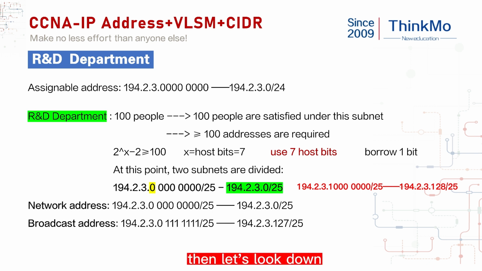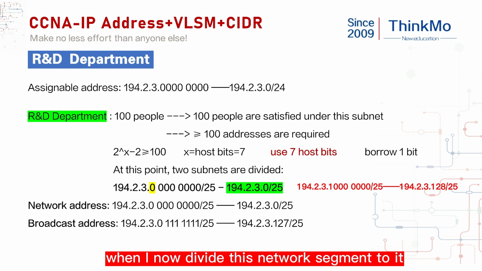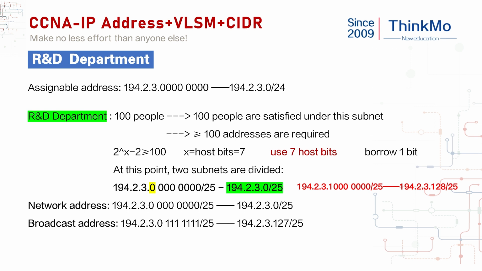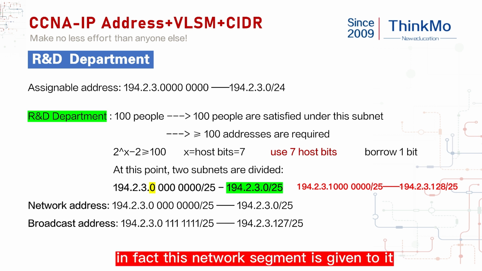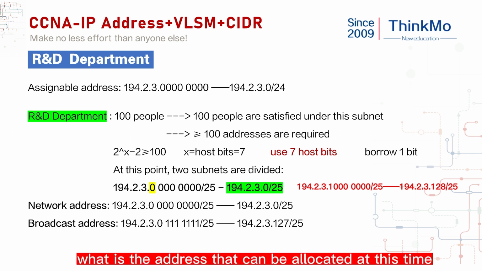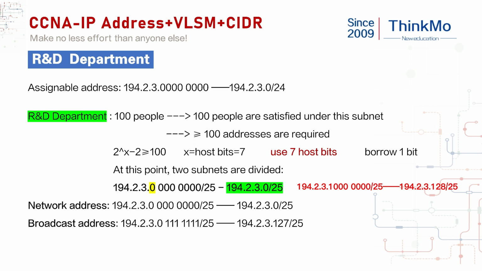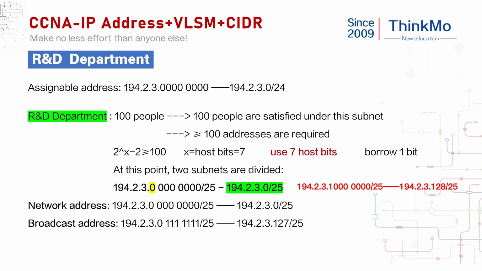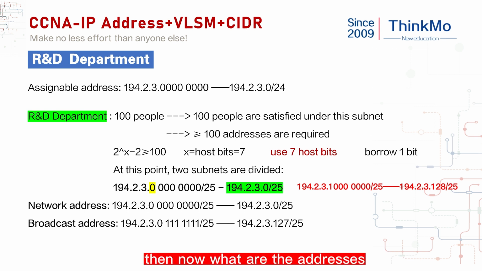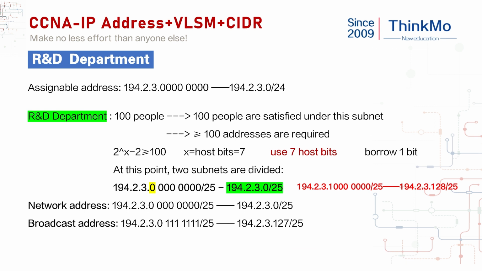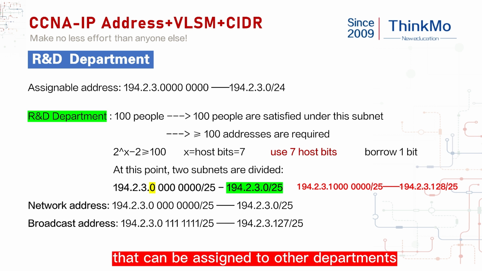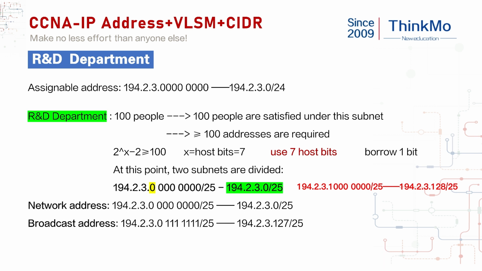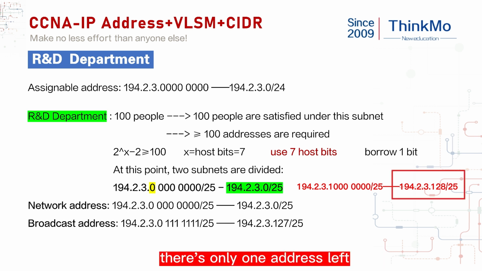Then let's look down. When I now divide this network segment, in fact this network segment is given to it. So what is the address that can be allocated at this time? I just created 2 subnets, then I used one of them for the RAN D department. Then now, what are the addresses that can be assigned to other departments? Okay. There's only one address left.